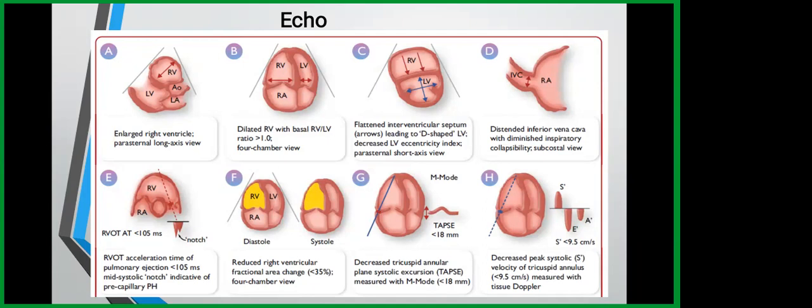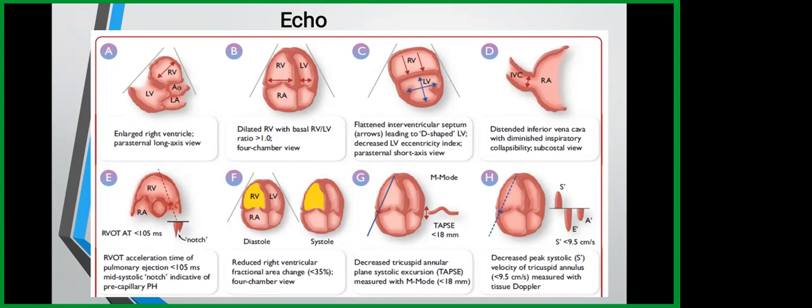Another thing you can see is a dilated IVC with diminished inspiratory collapsibility. This is seen on subcostal view. Then if you do short axis, you can see a short acceleration time with mid-systolic notch.